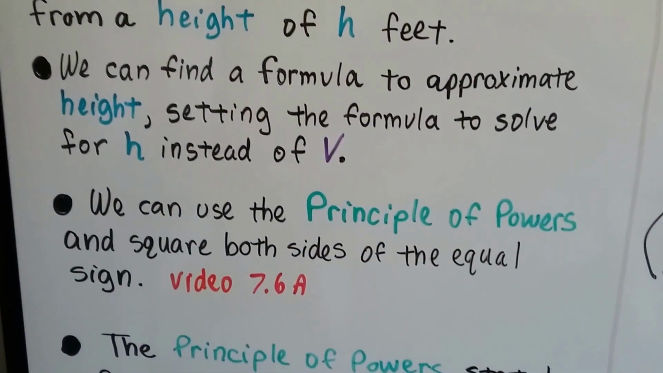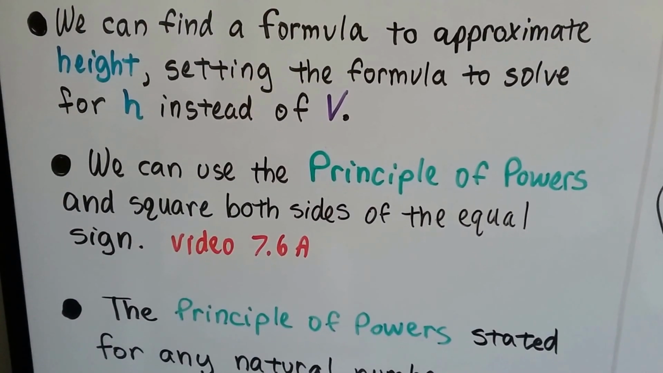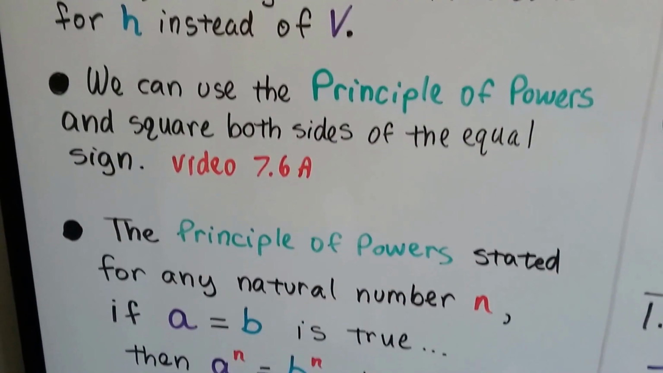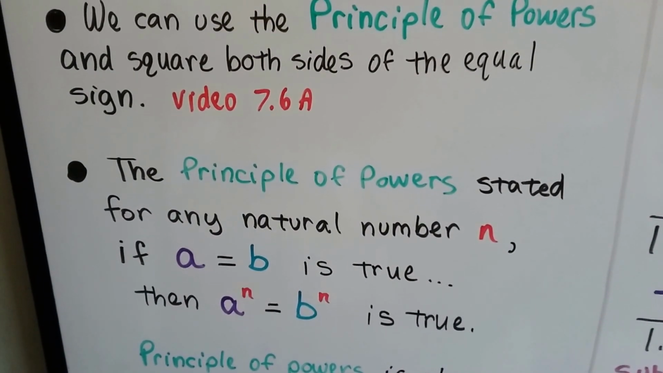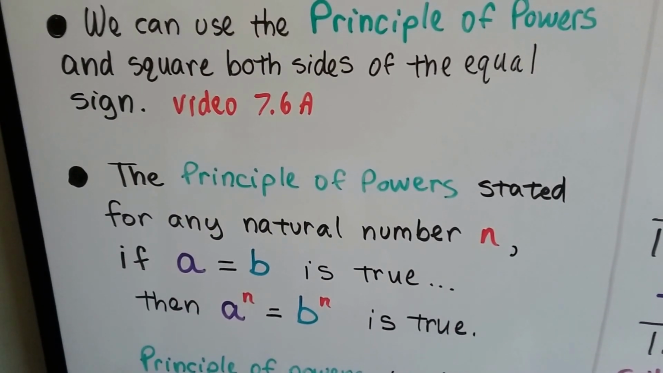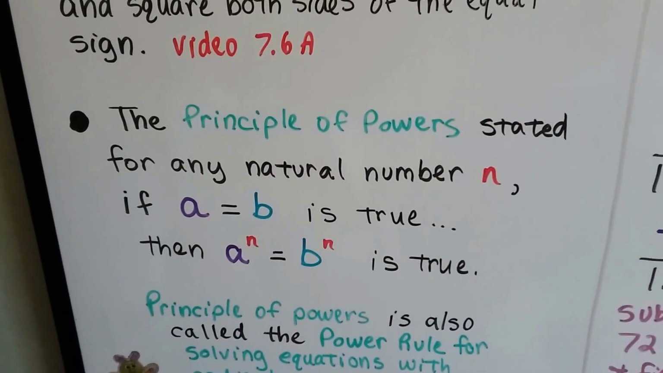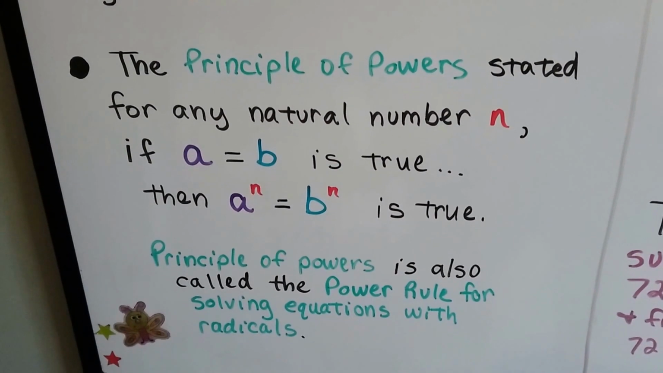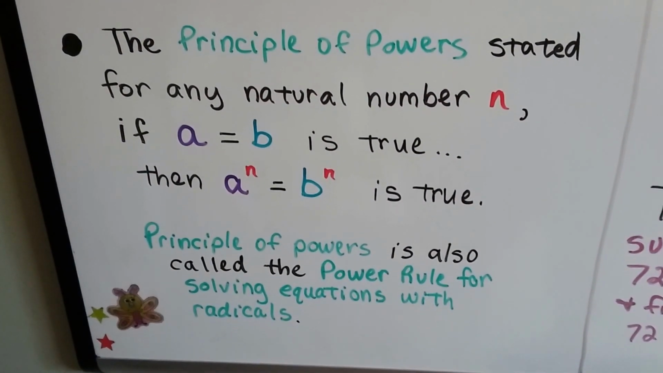We can use the principle of powers and square both sides of the equal sign. We learned that in the last video. There's a link to that one in this description. And the principle of powers states, for any natural number n, if a equals b is true, then a to the nth equals b to the nth is true. The principle of powers is also called the power rule for solving equations with radicals. It depends on what textbook you have, okay?